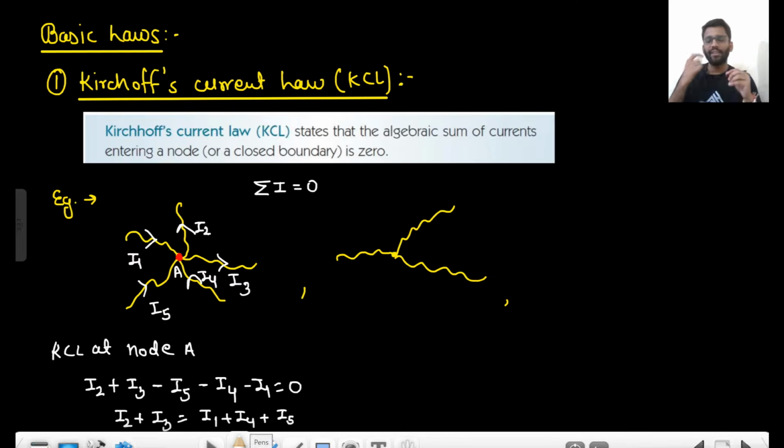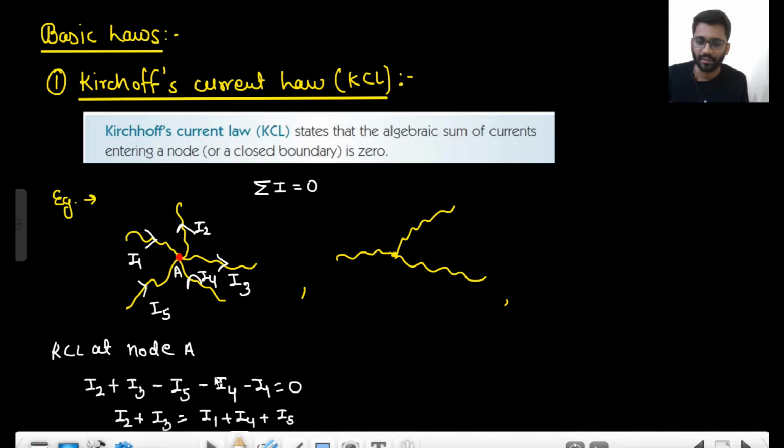So what analogy did I give you? While I was teaching you the concept of current, I explained it with water flow. Just as water moves, if charges move then current flows. In the same way, let's assume I1 water flow is coming here and I5 water flow is coming here, and then that is getting out in I2, I3.